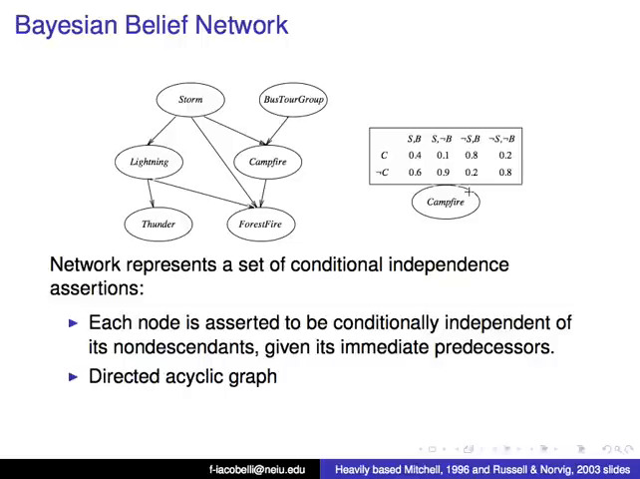Now, a Bayesian network is also a directed acyclic graph. It's directed because it has arrows, so there's a dependency from bus tour to campfire. This doesn't go both ways, it's directed. And it's acyclic, meaning that no arrow will point back to a place where we can have a little cycle there.